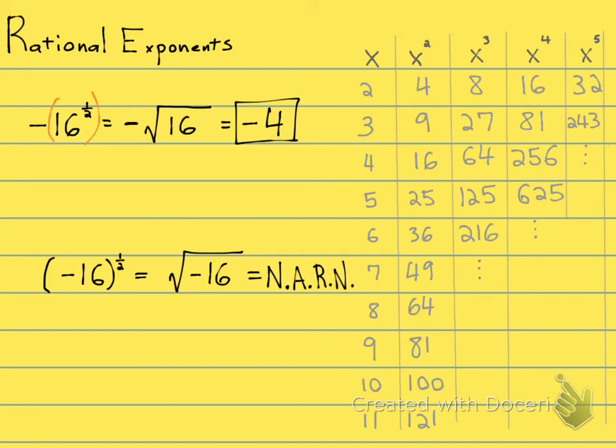Okay, later on, we're going to learn that this is an imaginary number. But for right now, you just tell them, hey, I can't have a square root of a negative. I can have a fourth root of a negative, or a sixth root. I can, however, have a third or a fifth or a seventh.